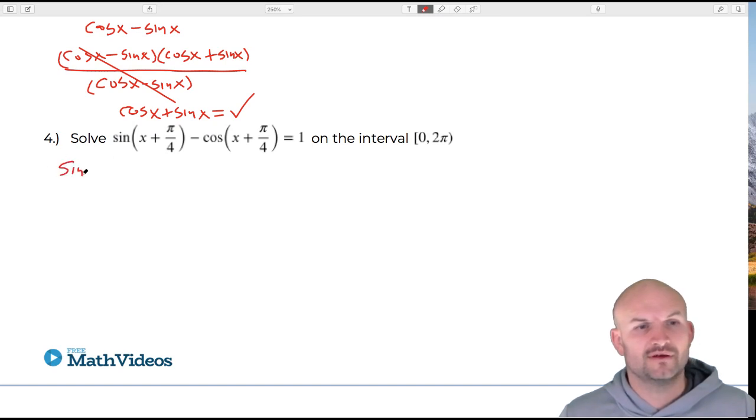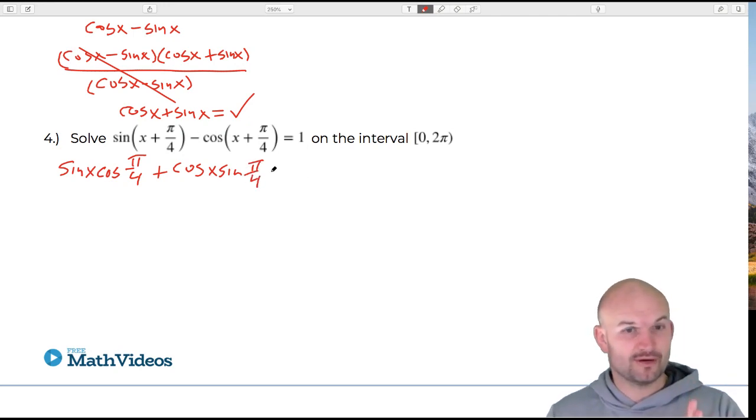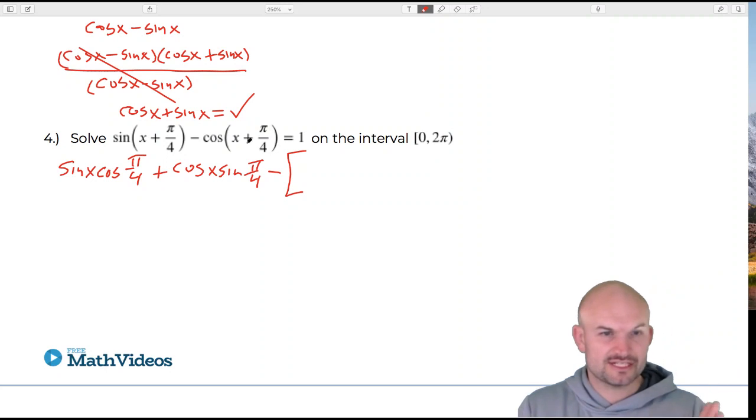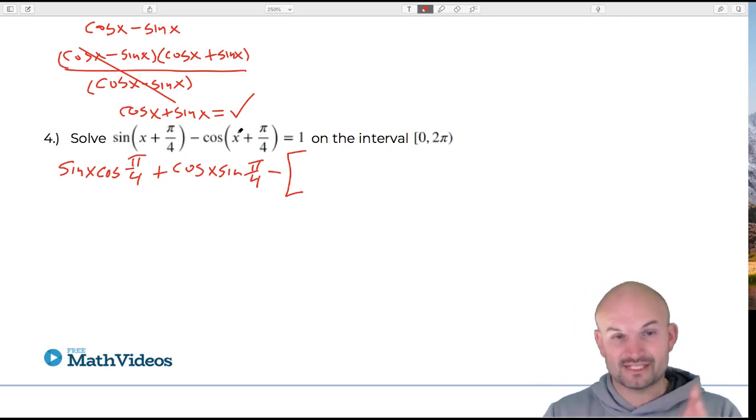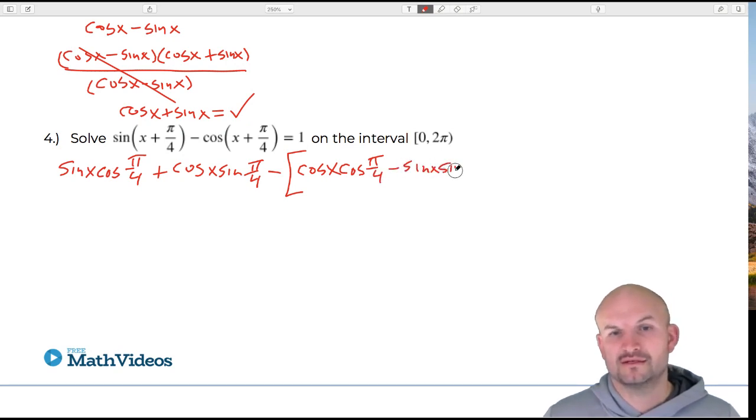So we have sine of x cosine of pi over 4 plus the cosine of x times the sine of pi over 4. Now, let's be careful when you're subtracting. We're going to want to use parentheses here because we're not just subtracting the cosine of x plus pi over 4, but that's going to break up into an expression. So we've got to make sure we subtract both of those quantities. So now I'm going to use the sum of two angles for cosine, which is going to be the cosine of x times the cosine of pi over 4 minus the sine of x times the sine of pi over 4.